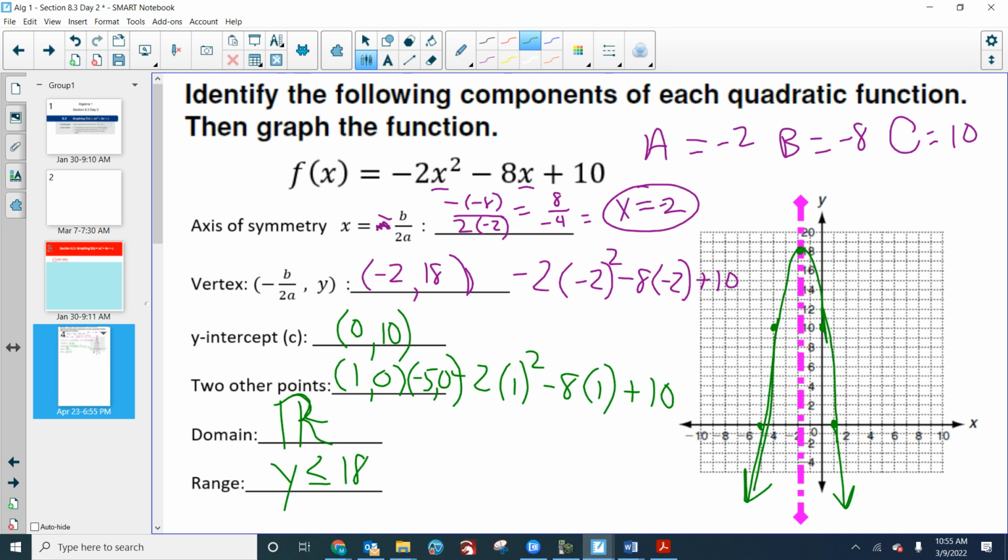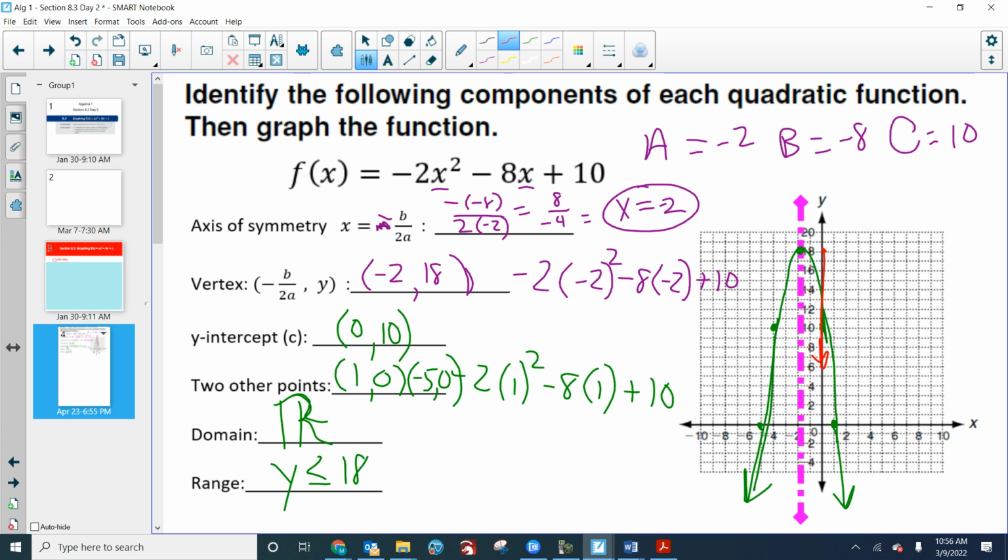See, no. Yeah, guys, look. All we want on the range, it hits right here at 18, and it goes which way? That way forever. Okay, so it should have been y is less than or equal to 18. That is the range. Is the vertex a maximum or a minimum, Corbin?